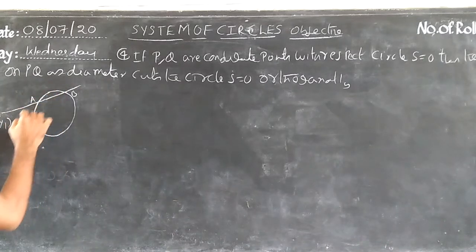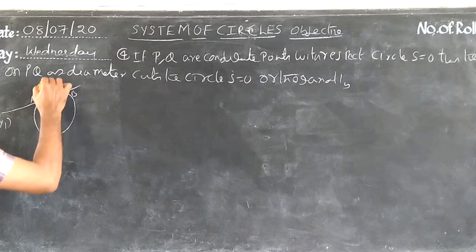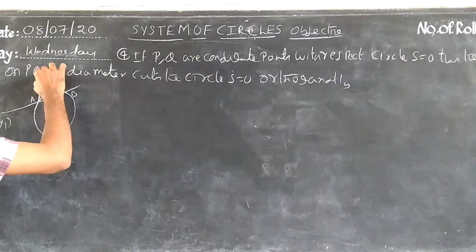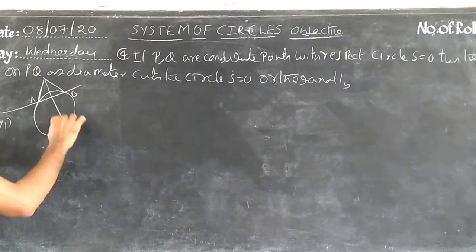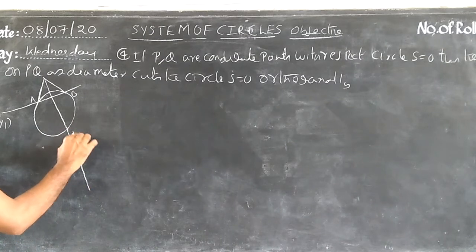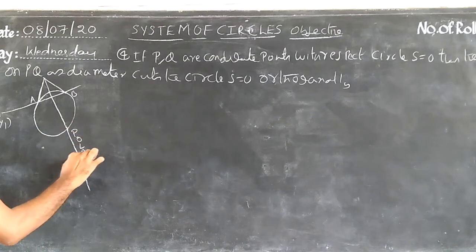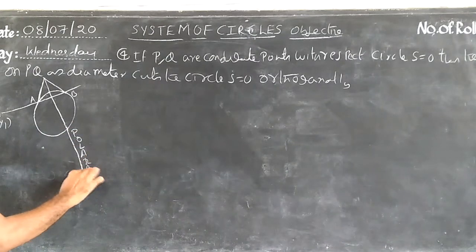Now draw the locus of points of intersection of tangents drawn at the extremities of the chord; it is called the polar. So this is the polar of P.